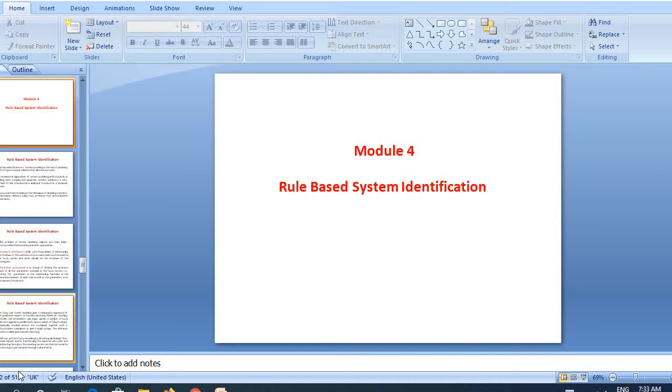So we are going ahead with module 4. The first topic that we have seen in module 4 was clustering with k-means clustering algorithm. Now the next topic is rule-based system identification.